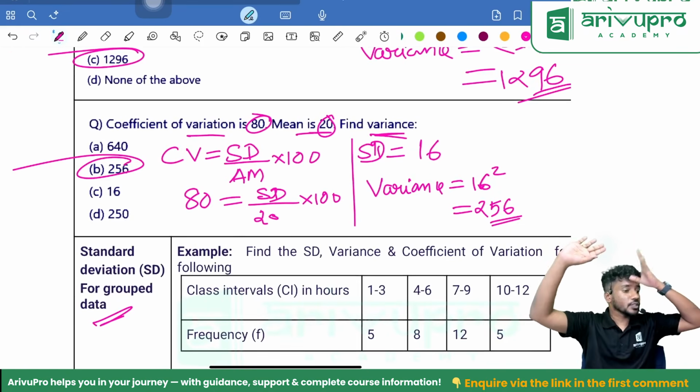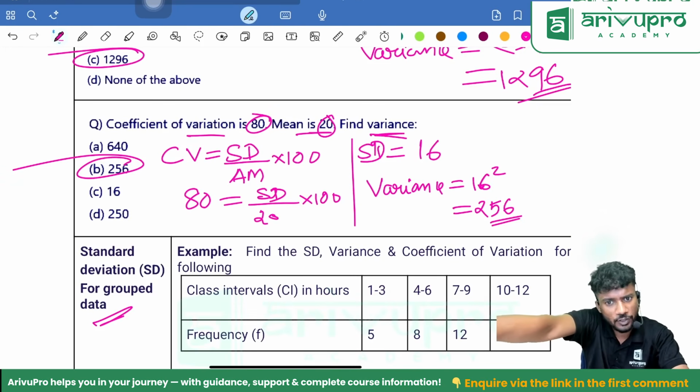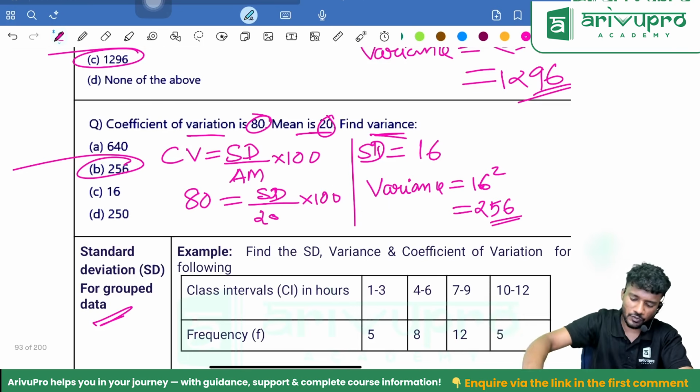So that is your standard deviation. Why are we doing a lot of questions from standard deviation? Because many questions have been asked in the past from standard deviation.